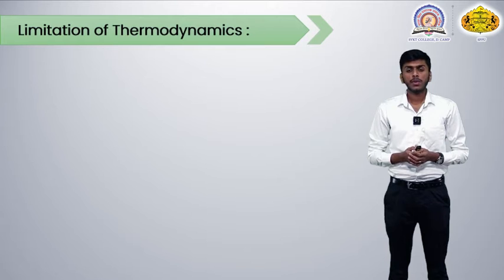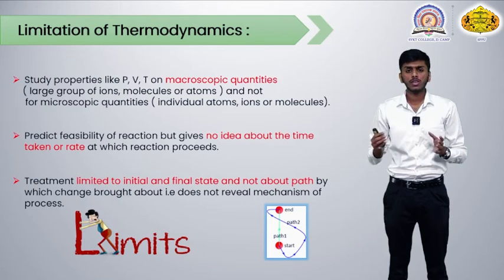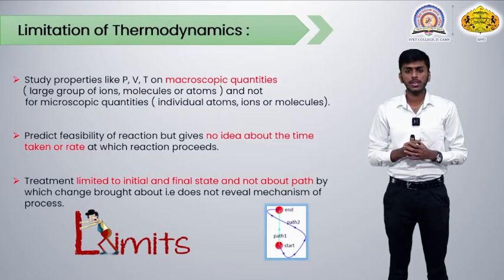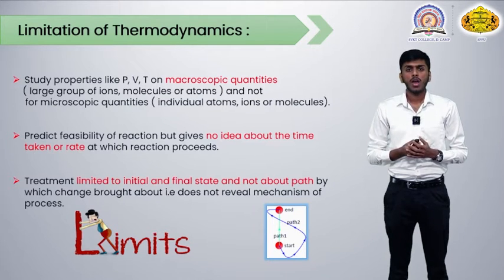The second topic in today's lecture is the limitation of thermodynamics. There are certain limitations to thermodynamics. The first is that it studies properties like pressure, volume and temperature only on macroscopic quantities, that is, a large group of ions, molecules and atoms, and not on microscopic quantities such as individual atoms, individual ions or molecules.